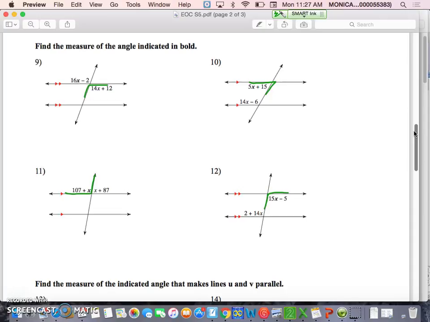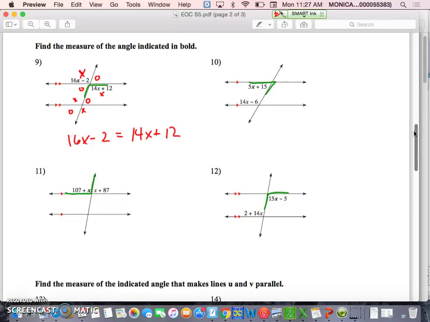So again, you solve this the same exact way. I'm going to use the XO strategy. Okay. And as I can see here, make sure you put your X's and O's in the right spot. These are both X angles, so they're going to be congruent to each other. So 16x minus 2 equals 14x plus 12. So step 1 is I'm going to actually solve for the two angles. And then step 2, you're going to plug them in. But I'm going to do this one together.